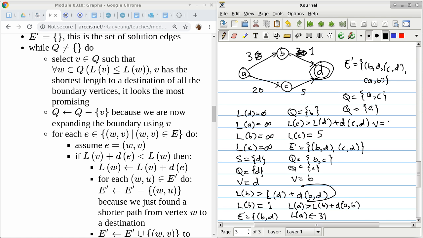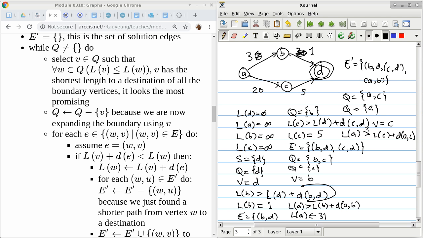And then we say V is C. So now we have to look into all the edges going to vertex C. How many edges go to vertex C? Just that one here, okay? So now we reevaluate L of A. So we ask the question again, look at L of A, and we ask, is it greater than, this is a question mark, L of C plus the distance of going from A to C? That's a question. What do you think? It is yes, okay, because L of C is 5, the distance of going from A to C is 20. 20 plus that 5 is 25. 25 is less than 31. So the condition is true.